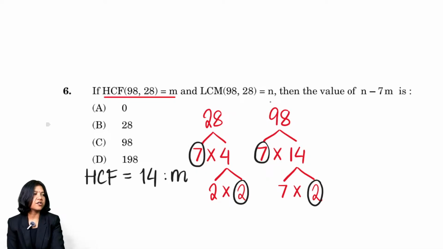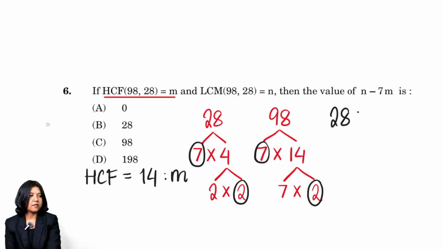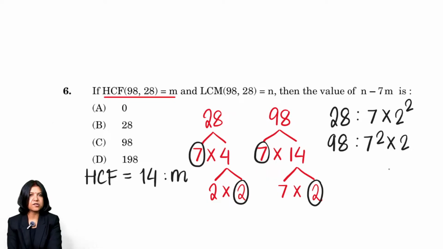Now the value of N is the LCM. How do you find the LCM? This is a question from the first topic, where you must have studied that HCF is always found by taking the numbers with the lower power. For 28 we got 7 and 2 squared, and for 98 we got 7 squared times 2. So for HCF you take the lower power for each prime factor, while for LCM you take the higher power for each factor that appears in the prime factorization.